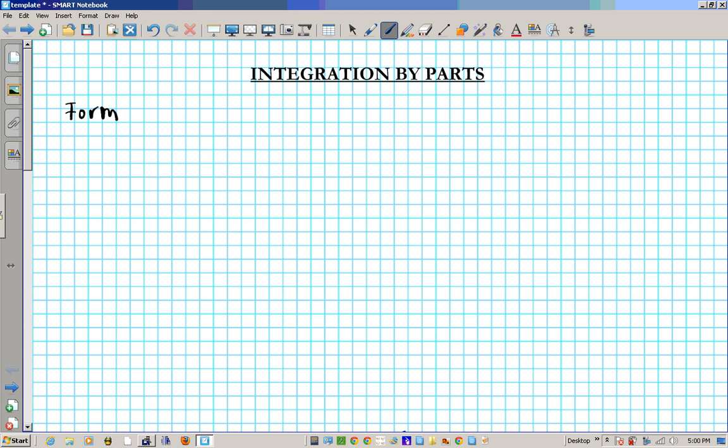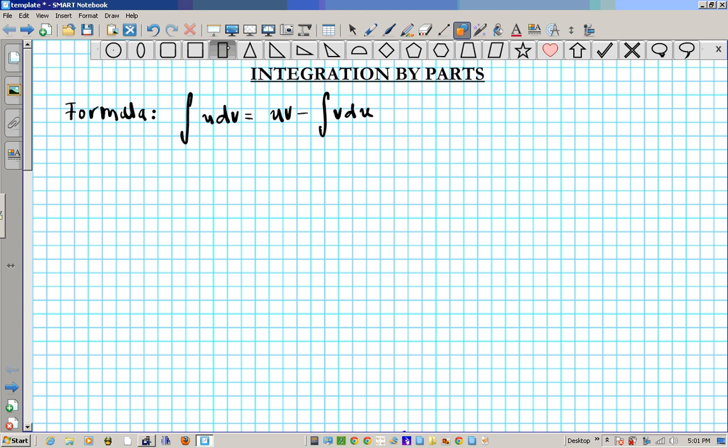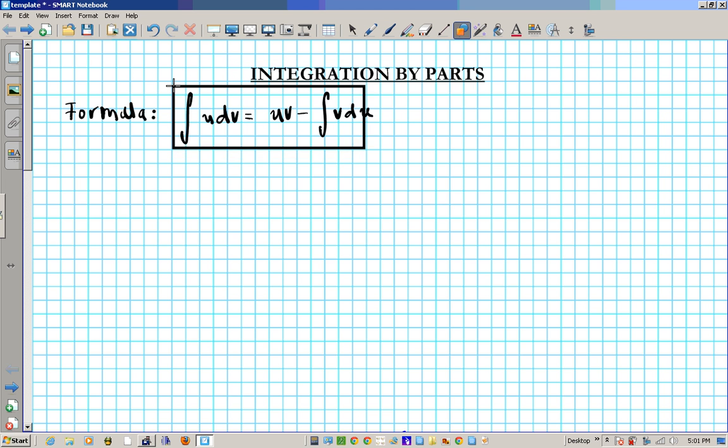The integration by parts formula is given by the antiderivative of u dv equals uv minus the antiderivative of v du. Okay, so this is the integration by parts formula. All you need to do is find out what u and dv are, and then use them to find du and v, and then you set it up like this. Okay, so there you have it.